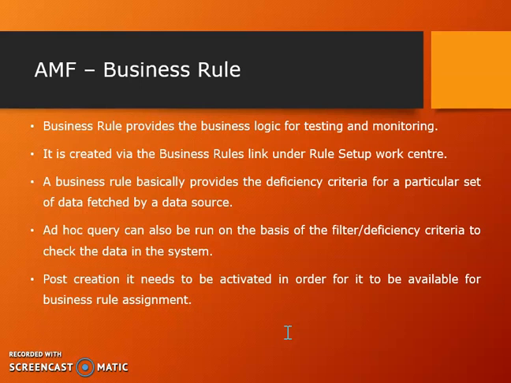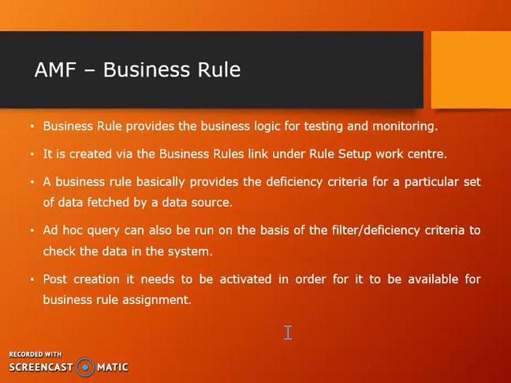A business rule basically provides the deficiency criteria for a particular set of data fetched by a data source. So we define the deficiencies. We say this is a high deficiency, a low deficiency, or a medium deficiency. Whenever a control fails, we will be able to know whether it is from a high, medium, or low deficiency.